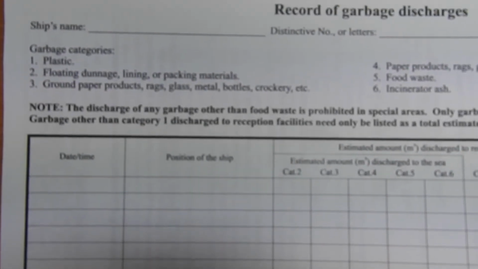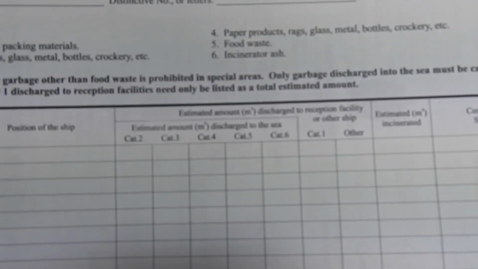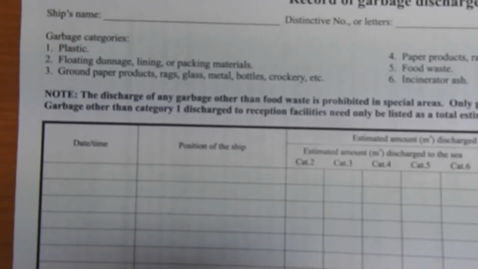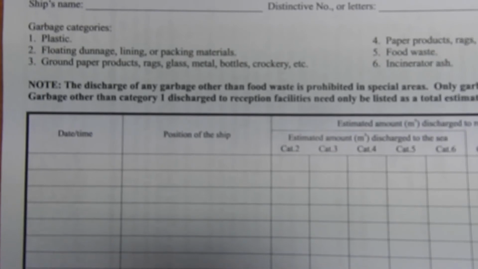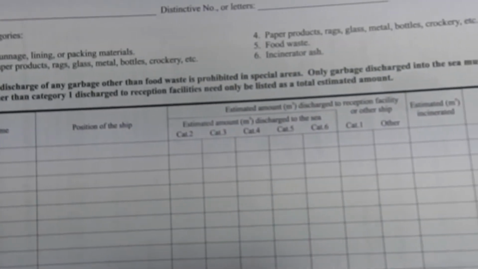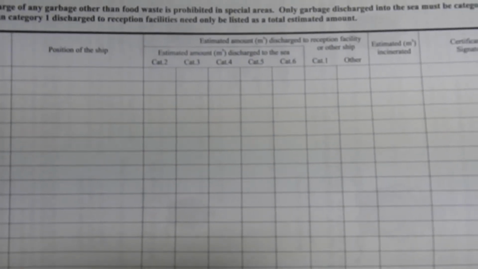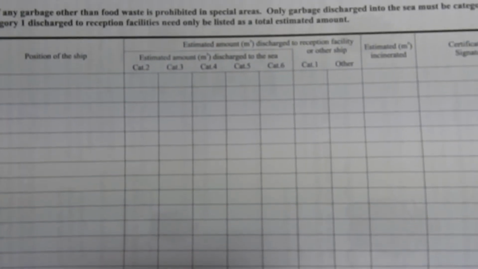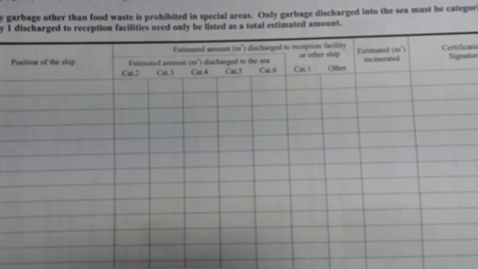There are 6 categories: plastic, floating dunnage, ground paper products, food waste, and incinerated ash. Category 3 is when paper products, rags, glass, metals, bottles, and crockery are ground, that is, powdered, and category 4 is when they are not. That is the difference if you are not sure of what they are. Then a note is provided that the discharge of any garbage other than food waste is prohibited in special areas. So it's a quick reminder of what was written in the previous pages.